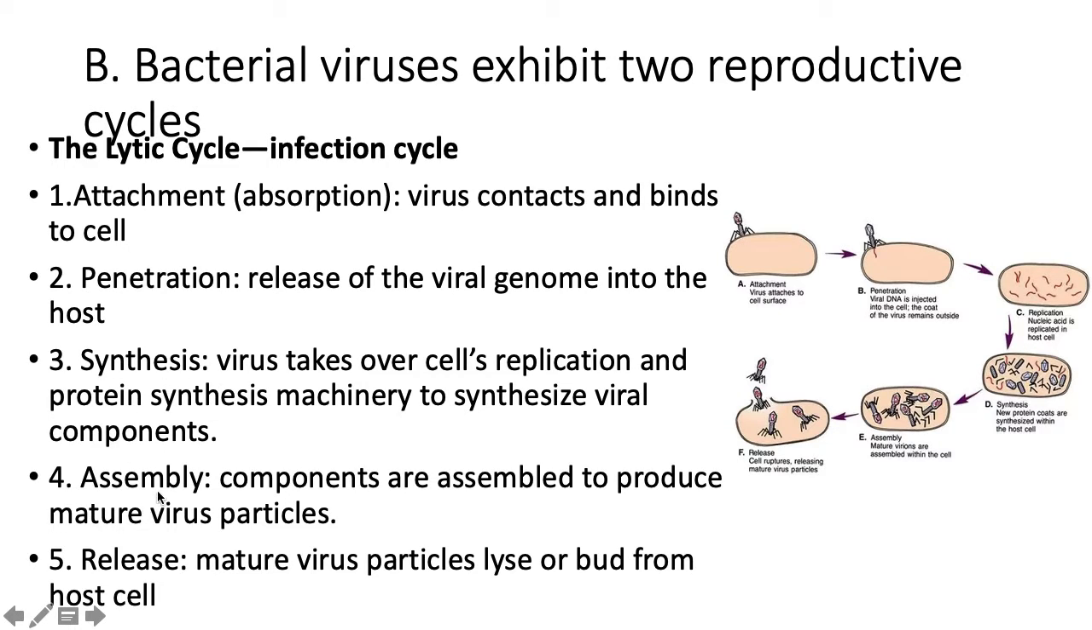And then the fourth step is assembly, where you assemble them all together, and now you have a whole bunch of mature virions just ready to get out, which leads us to the fifth step, release. They will either lyse out, like literally bust out, or bud off. It's not endocytosis, it's kind of like the reverse of exocytosis, because it's going to bud off.